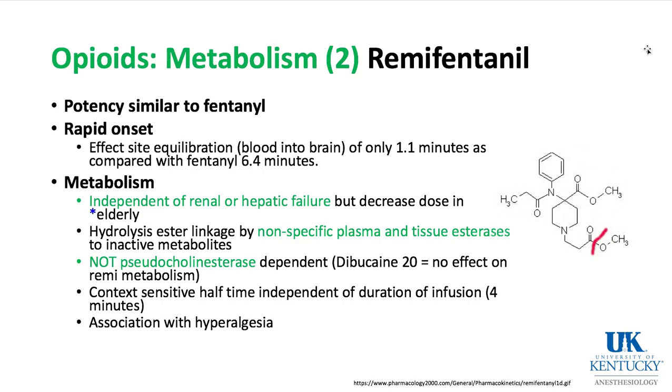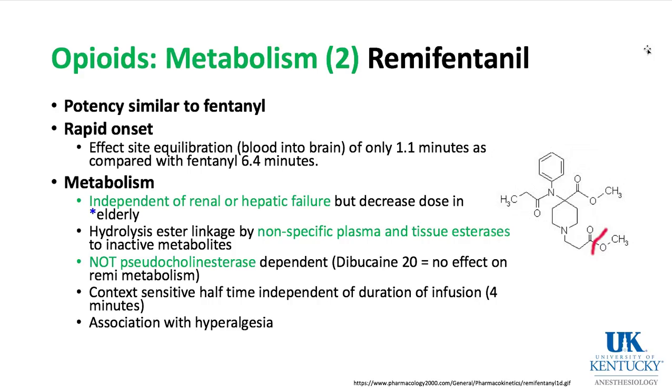So when you give remifentanil, fast onset. If you want fentanyl to be acting, you need to give it at least 5 minutes or so from the time you give it for it to be having its onset. Again, if you give remifentanil to a patient, it is the plasma and tissue esterases that are breaking it down, not the kidney or the liver.